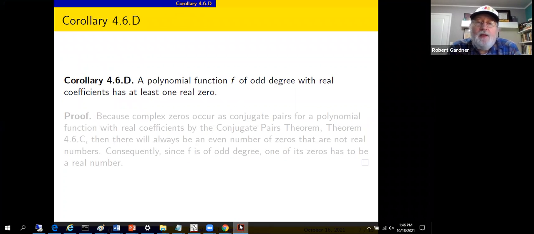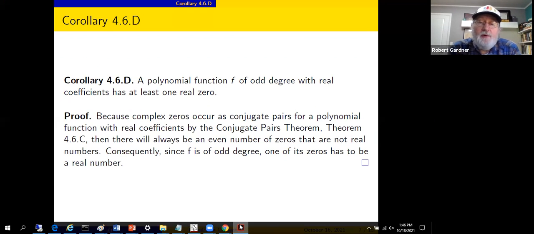So here's the claim. The proof simply argues in terms of the factoring of that function. Complex zeros occur in conjugate pairs for polynomial functions, as we saw, and that's how we get the irreducible quadratics. That was the conjugate pairs theorem. So there will always be an even number of zeros that are not real numbers. The not real zeros of the polynomial function always come in conjugate pairs. So if you got one, there's another one paired with it out there.